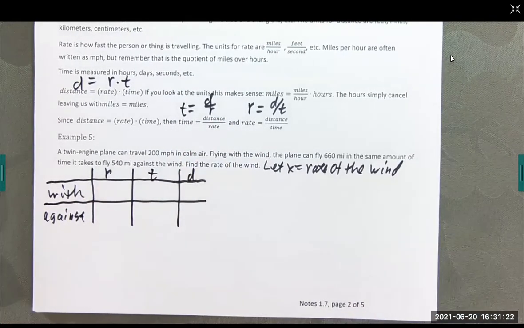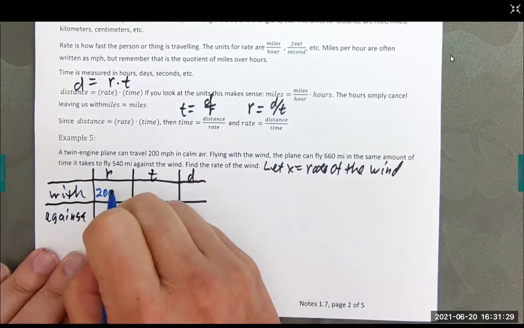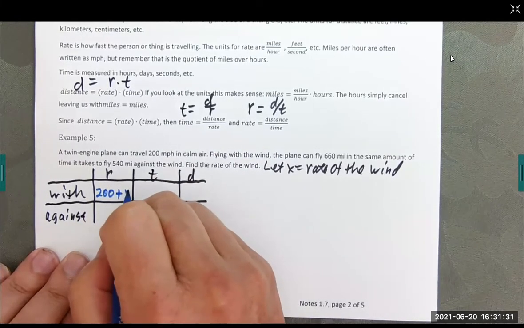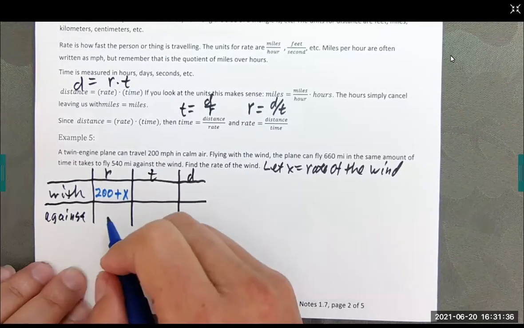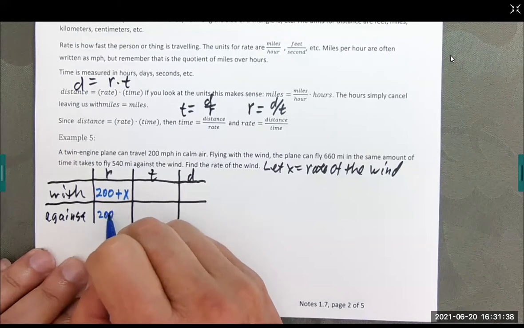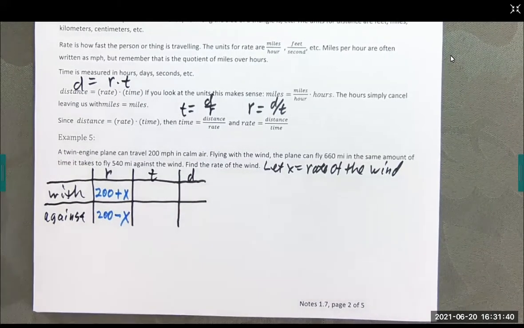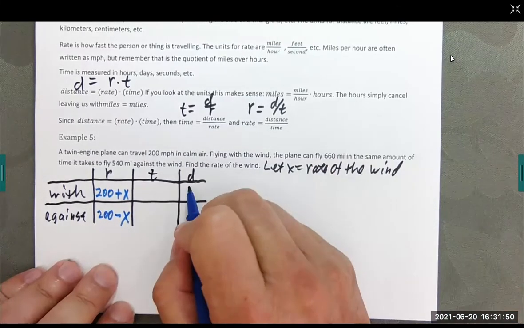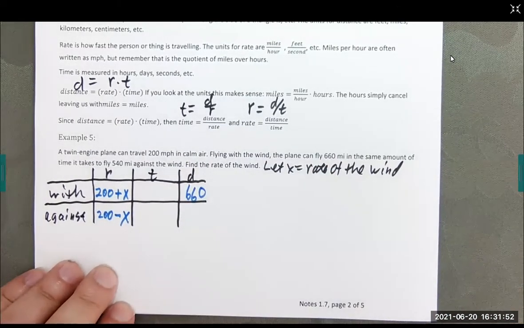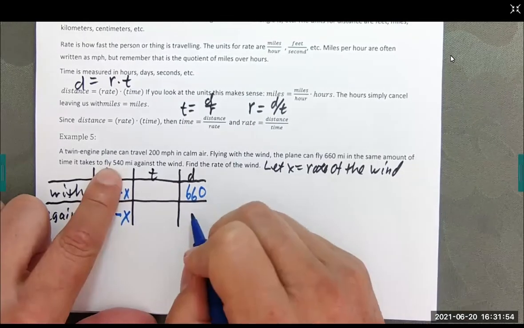Let's change colors here. So with the wind, the plane is capable of going 200 miles an hour, plus the wind helps out. When it's going against the wind, the plane can go 200 miles an hour, but then the wind is slowing it down now. And how far can the plane go with the wind? Flying with the wind, the plane goes 660. Against the wind, it can only go 540.